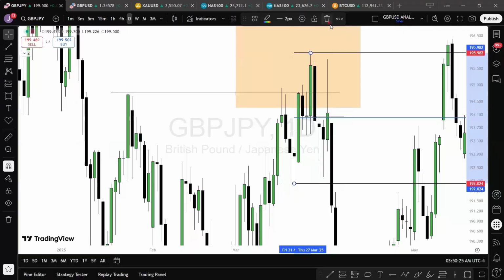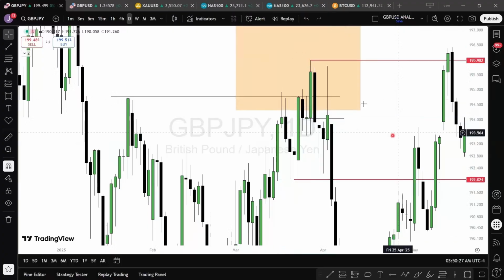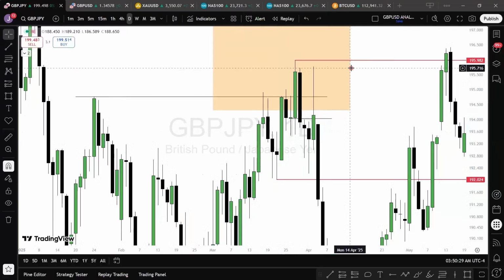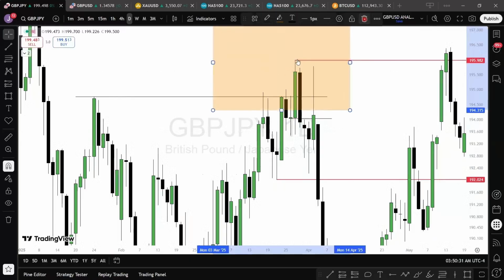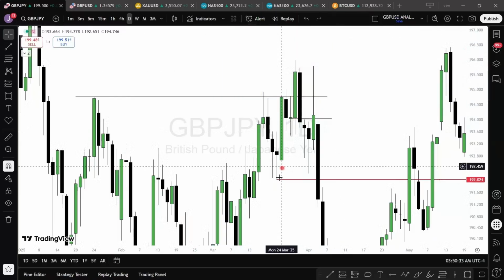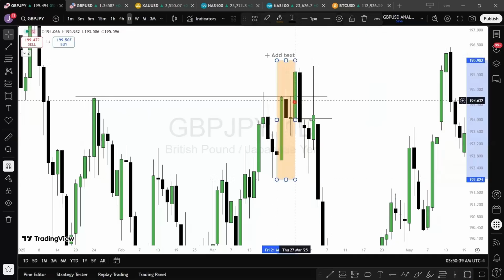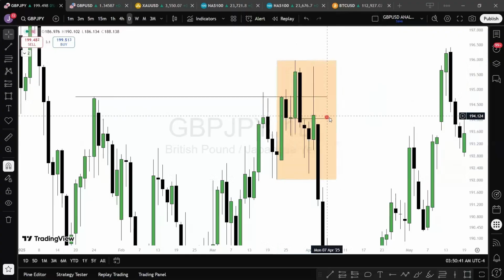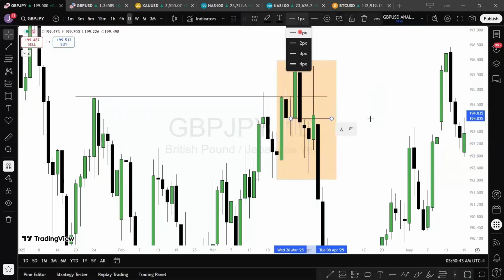Let me just take all these lines so it doesn't confuse you. Take this out and take this out. Instead, I think I should replace it with this here, so it makes more sense. Okay. So here's a range. And then here is our order block. All right. I think I should make it thicker.